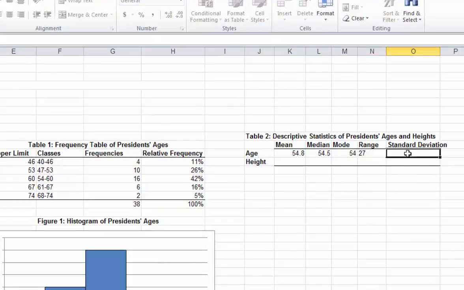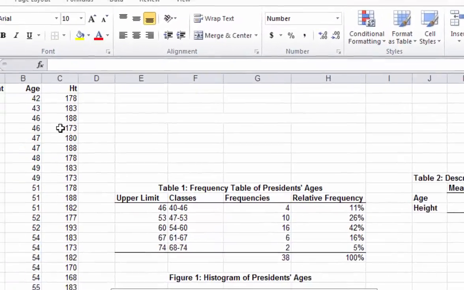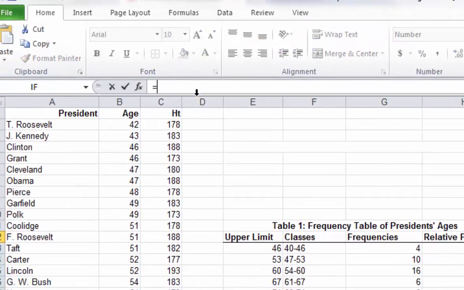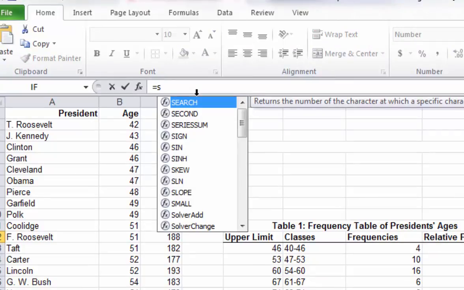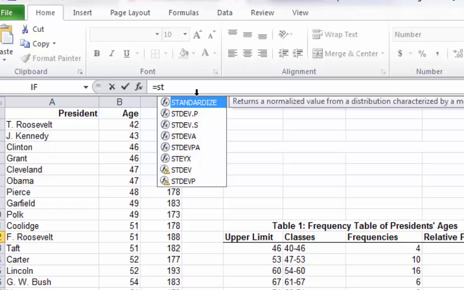And then, of course, our standard deviation. Yes, there's a function for that too. So type in equals. Now it turns out it's a little bit abbreviated, just so you know. So ST, so when you get here you see two, stdev.p and stdev.s. So which one is it? Well, .p refers to a population and .s refers to a sample. So which is this, a population or a sample?